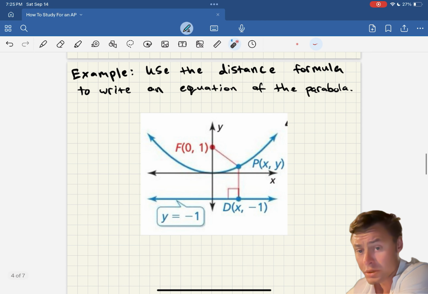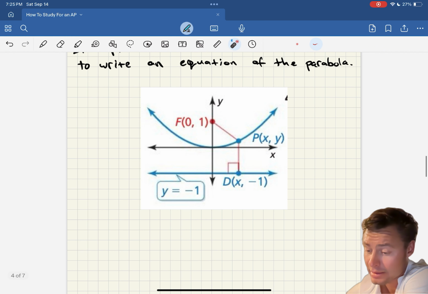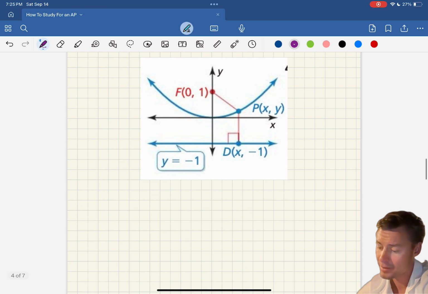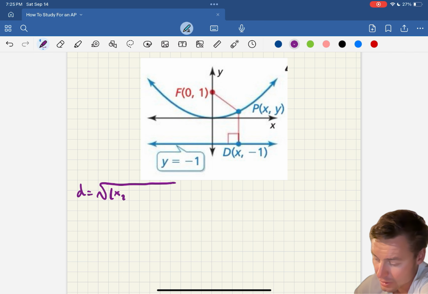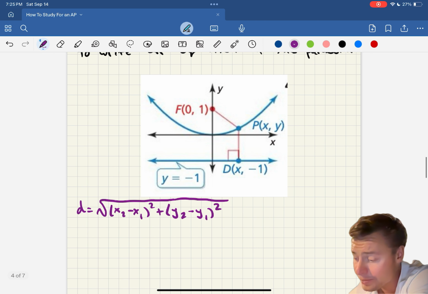This wants us to use the distance formula to write an equation of the parabola. Wow. Okay, that seems a little complex, but I'll show you it's really not that bad. So first of all, what is the distance formula? Let's write that down. Distance is equal to the square root of (x2 minus x1) squared plus (y2 minus y1) squared. That's the distance formula, something you learned a while back. It's based on Pythagorean's theorem.